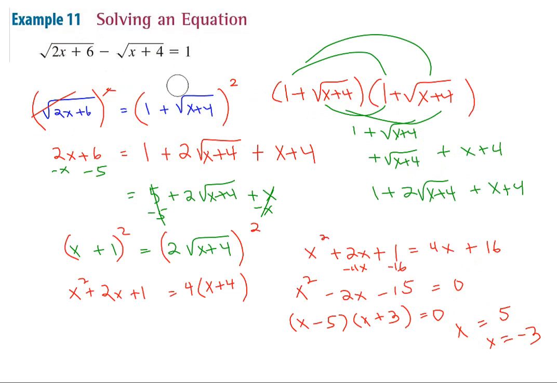Another thing, keep in mind when you're graphing this to check your answer on a graphing calculator, you want to subtract 1 on both sides. So you have this minus 1 equals 0, and then you want to graph that on the graphing calculator to check your answers.